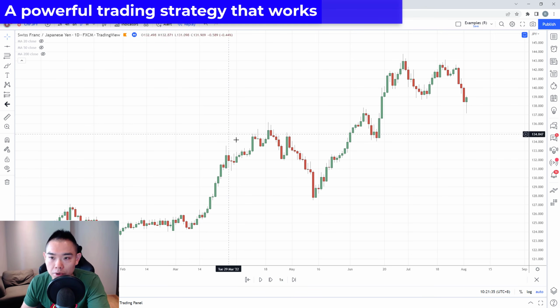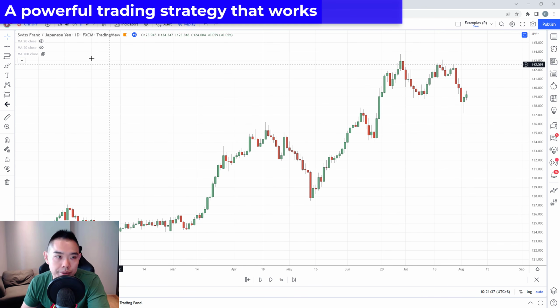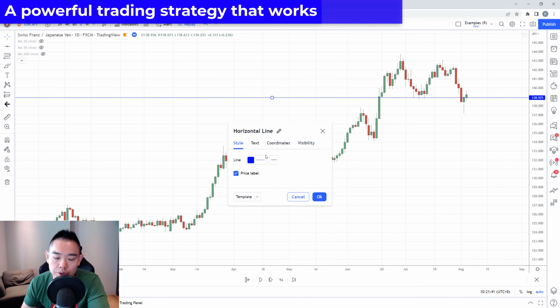So let's say next candle open over here, right? This will be our entry price, right, the opening price. So let's just say we change this to green to signify our entry.